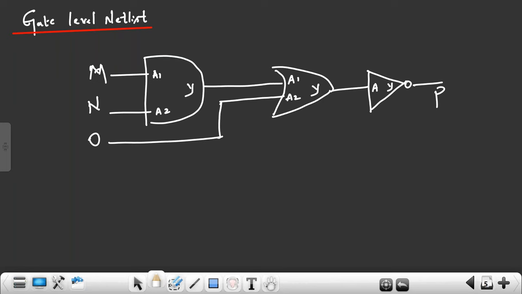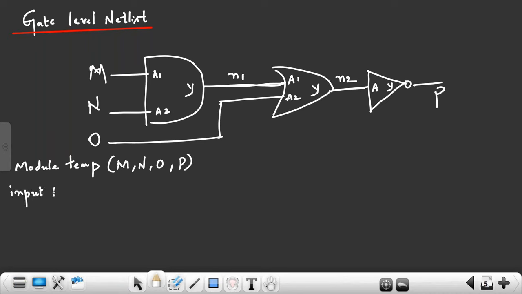And these are the intermediate signals, intermediate nets. The intermediate nets are called wires. This intermediate net I call N1, and this one N2. So how will the Verilog program for this be? Gate level netlist. Have you read the Verilog program? Module name, I use some name, temp. What are the inputs? M, N, O. What is the output? P.